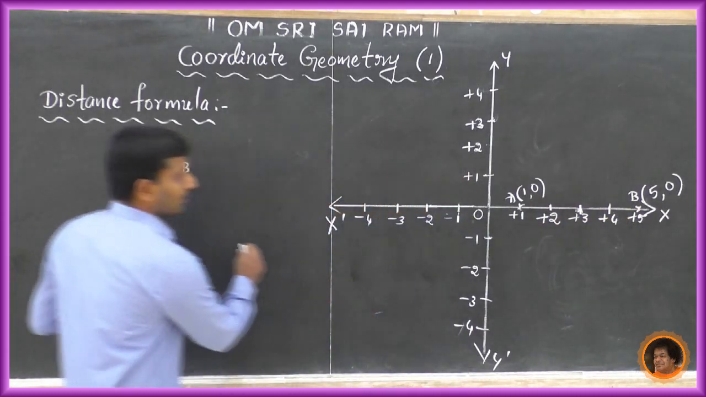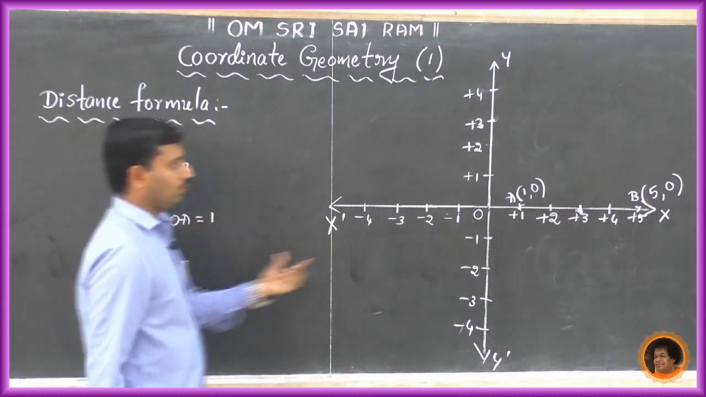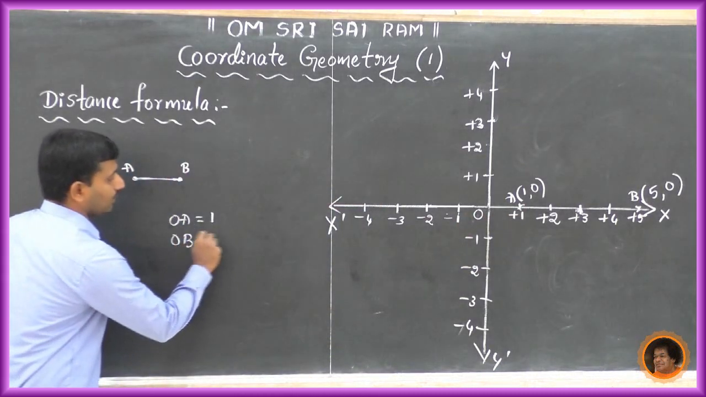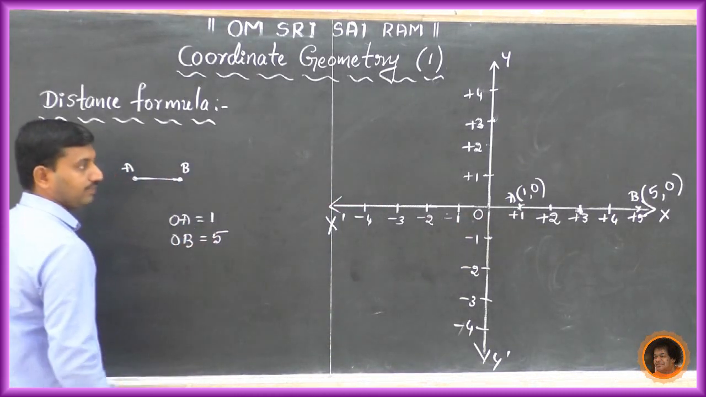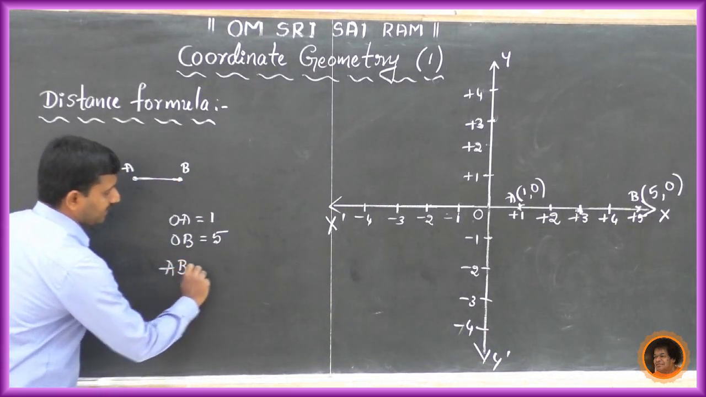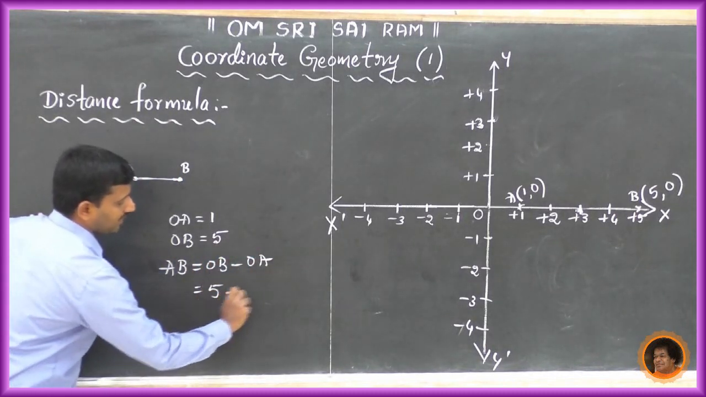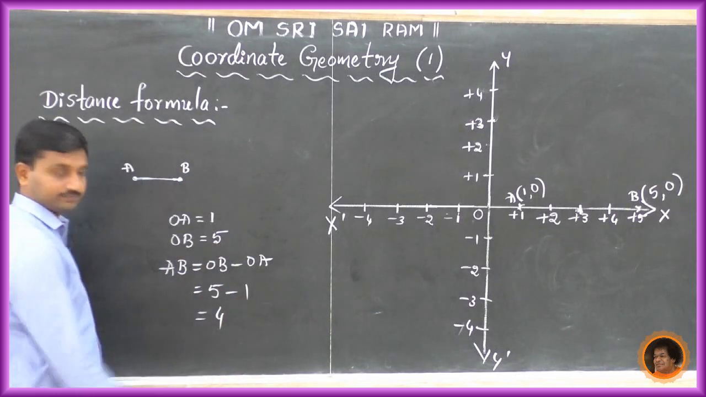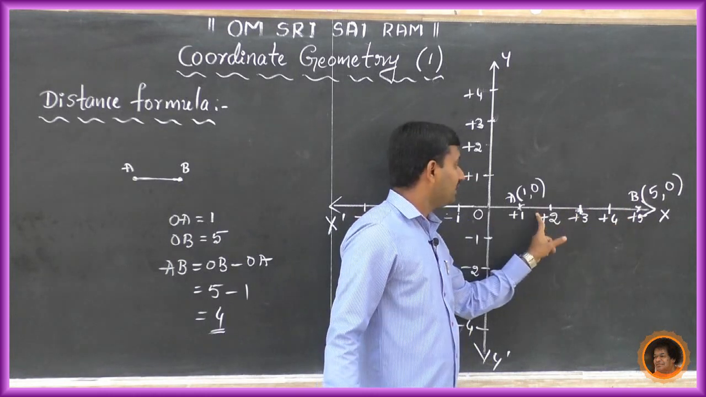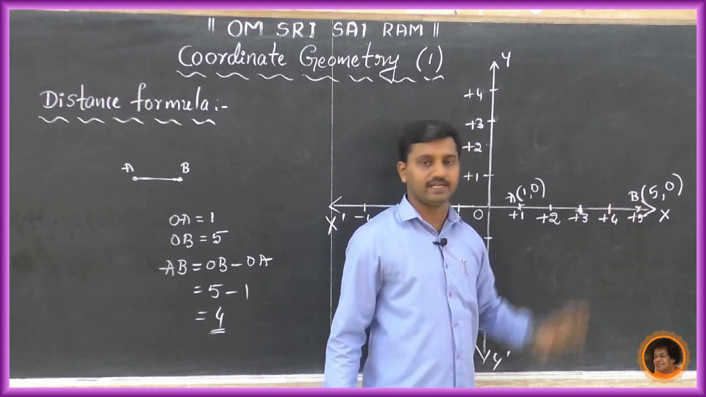OA equals 1 unit, and OB equals 5 units. Now the length or the distance between AB is OB minus OA. OB minus OA means 5 minus 1 equals 4 units. So 1, 2, 3, 4. By counting the unit segment, that is the length or the distance between A and B.